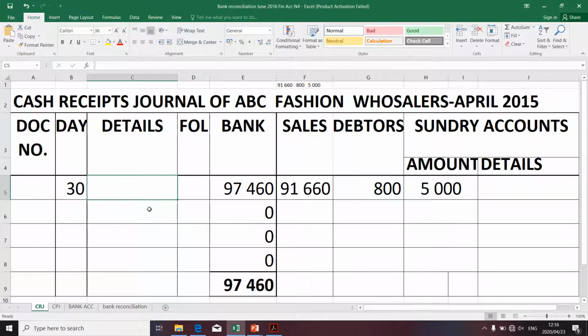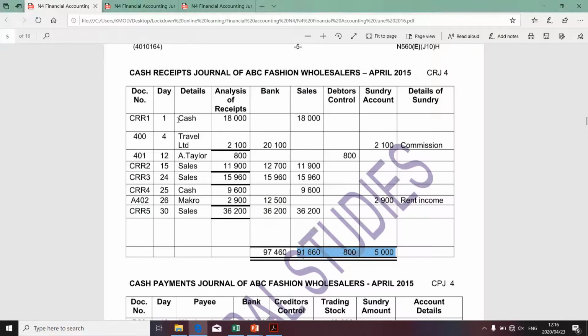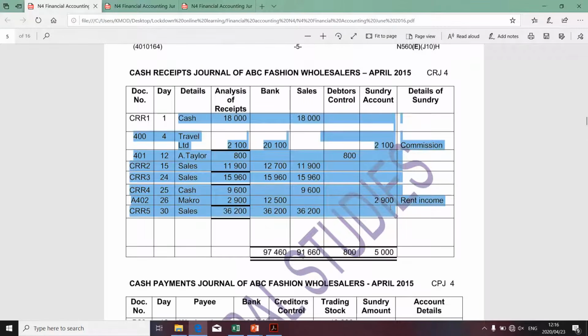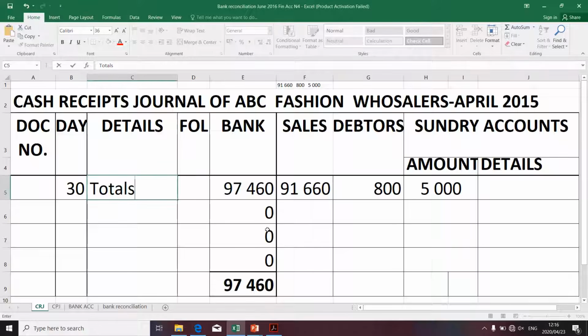And that relates to details. This will be totals because it relates to all these transactions. So we're not going to take a specific detail relating to a specific transaction because this constitutes all those transactions. Therefore, I'm going to call it a total. There you go, totals. Under folio, I'm going to call this a balance brought forward.